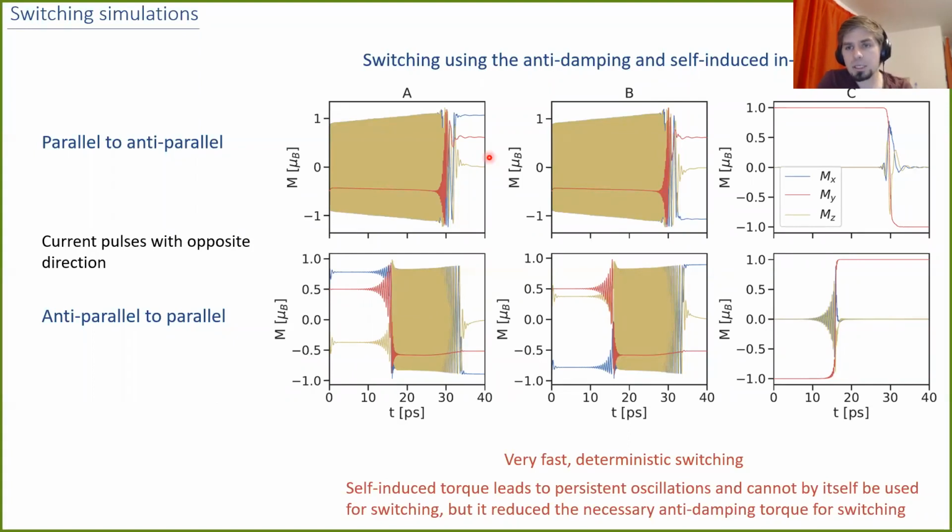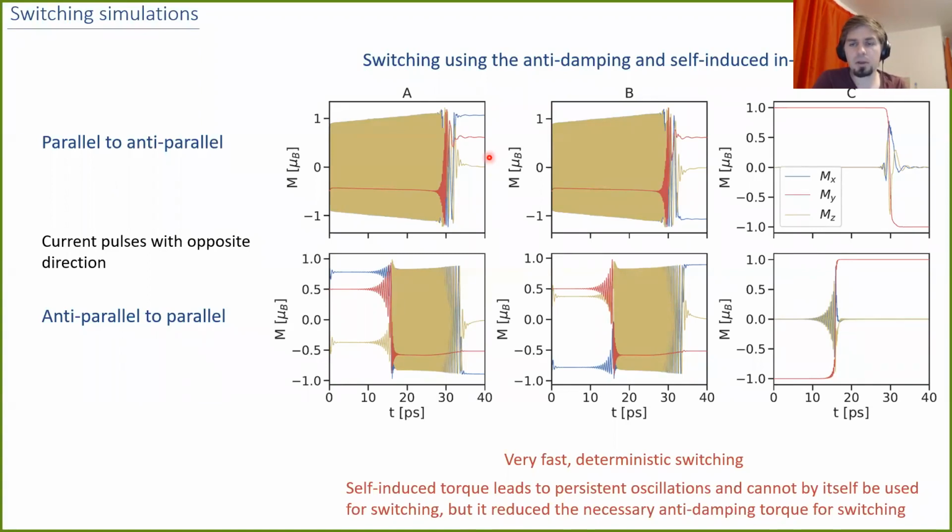Now, as I said before, this self-induced torque, we don't think can do switching by itself. It will just do oscillations, and then it will be very hard to deterministically switch between two stable states. But the anti-damping torque can do it by itself. You don't necessarily need the self-induced torque. But we also see that the self-induced torque can reduce the anti-damping torque that you need for switching. But the relation between the two is quite complex.